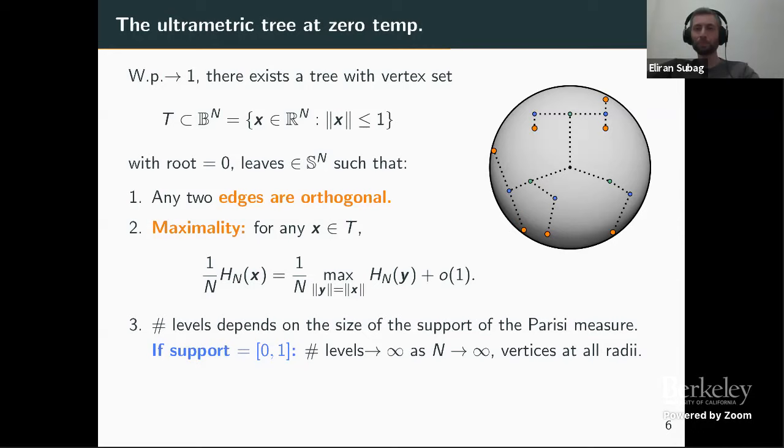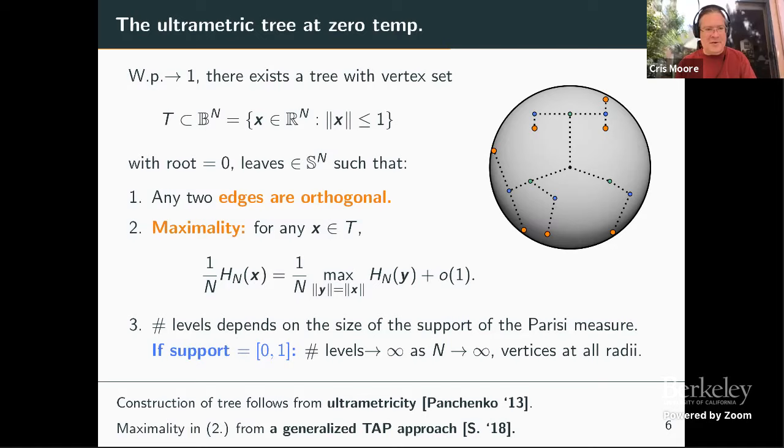Eliran, quick question. So this tree has n vertices or n plus one vertices? No, you mean you're talking about bounds because of the orthogonality of the edges and the dimensionality? Right. So you can take the number of vertices on the tree to go to infinity slowly with n. Because of this orthogonality property, of course, I can't stick too many points with this orthogonality in n dimensions.